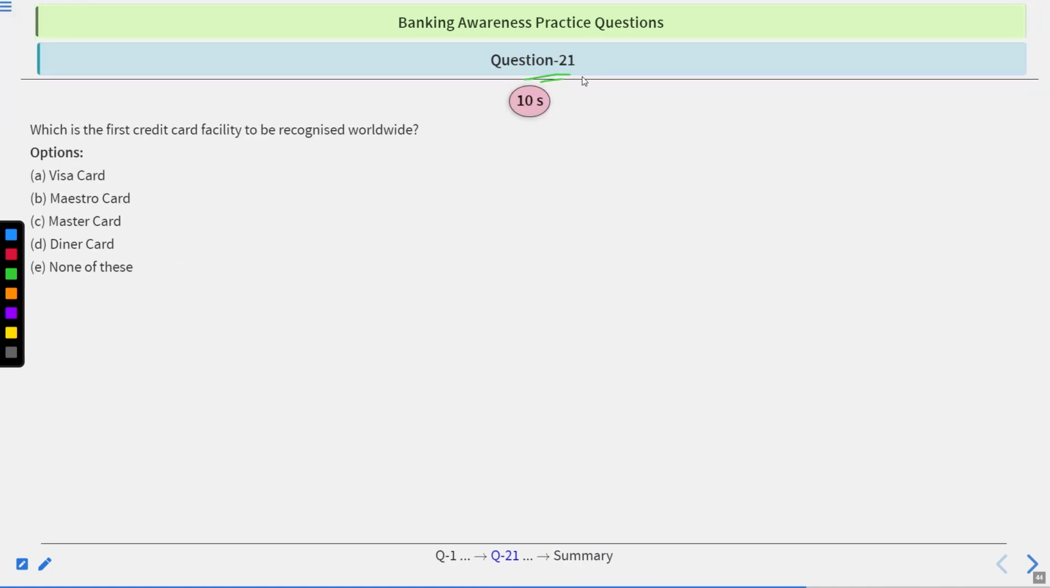Question number 21. Which is the first credit card facility to be recognized worldwide? Visa card, MasterCard, Diners card, none of these. 10 seconds to answer, then I will give you the answer. Time starts now.